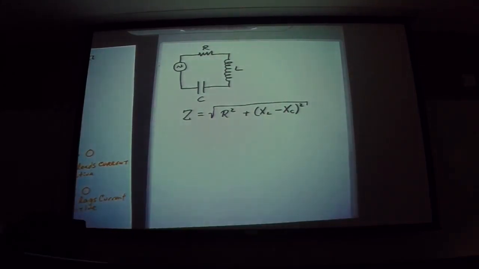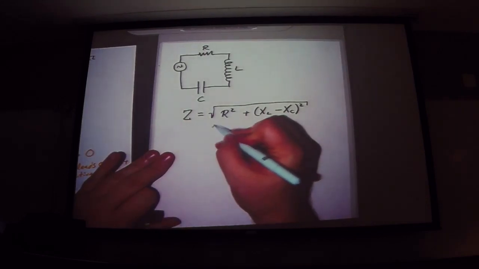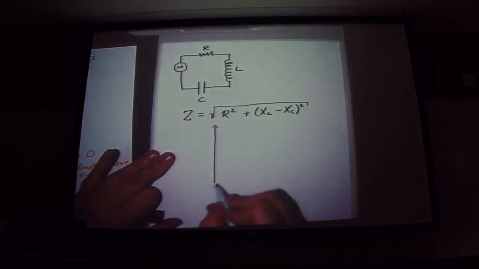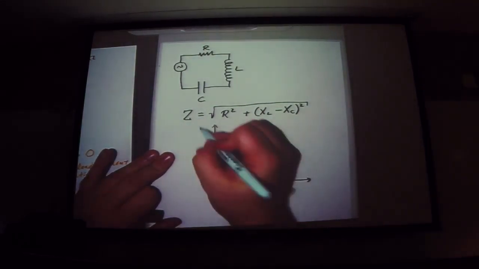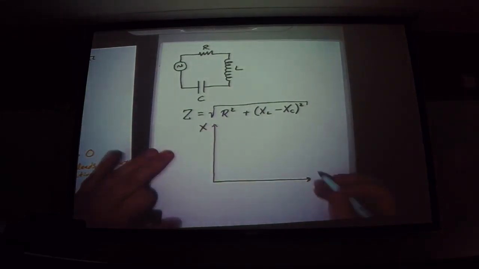Take a look at these two things as a function of frequency. I'm going to draw a little graph here. It's my reactance as a function of frequency.